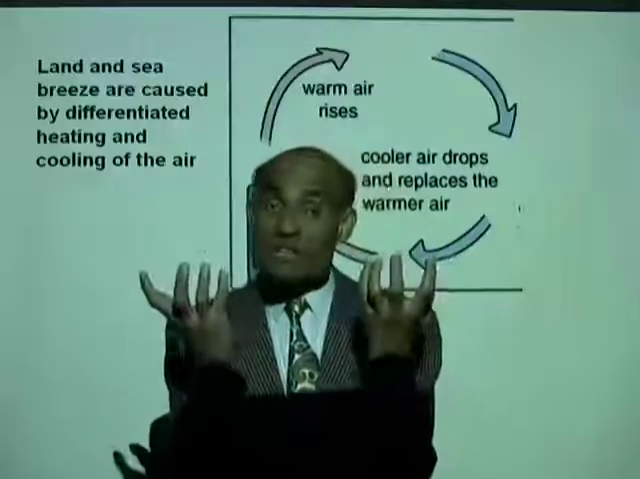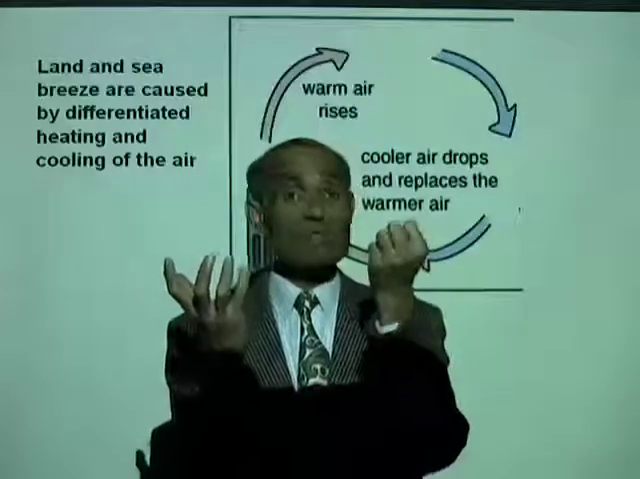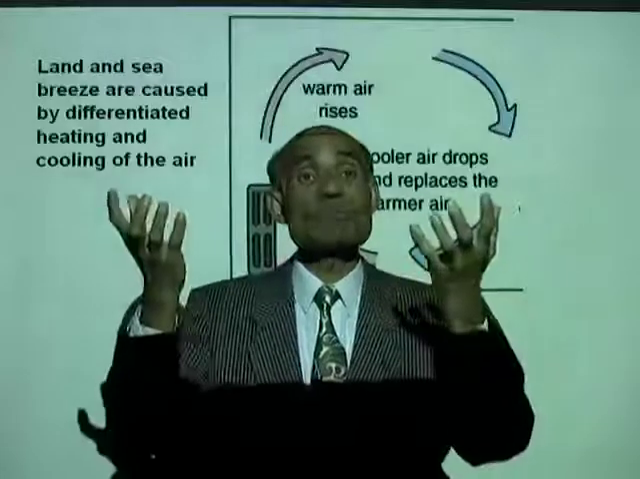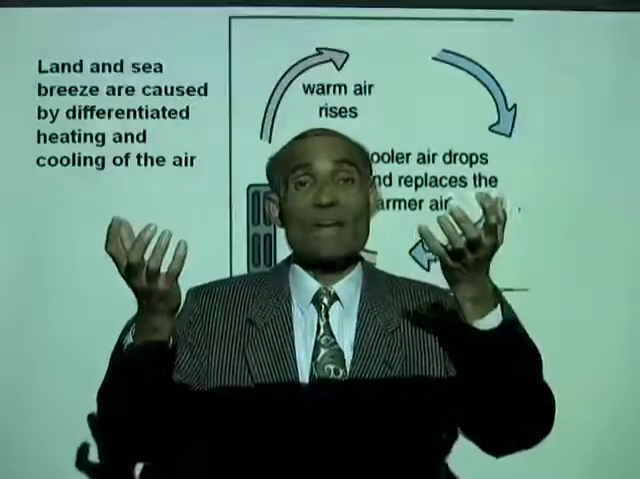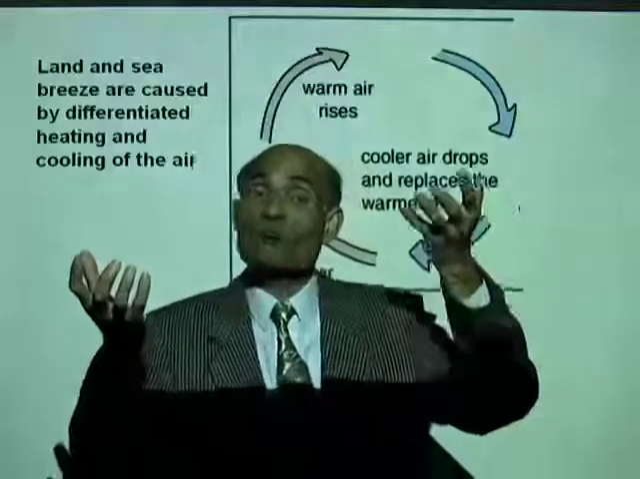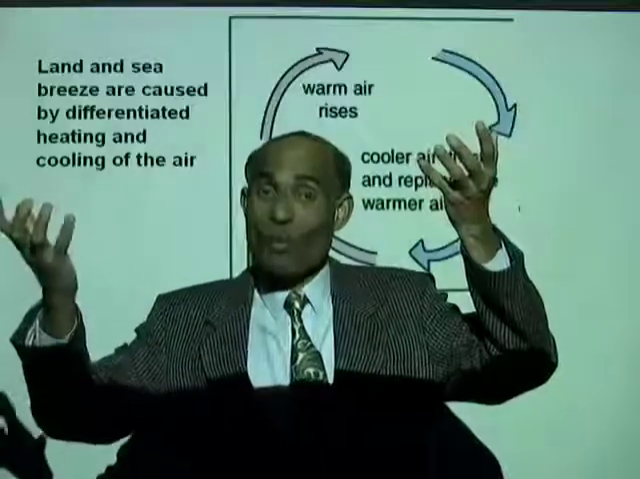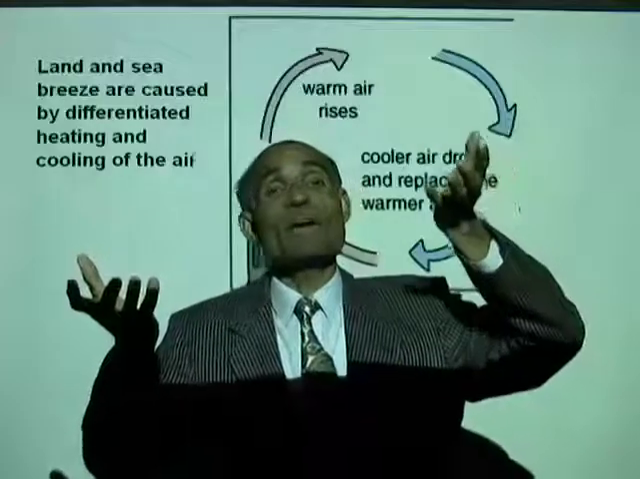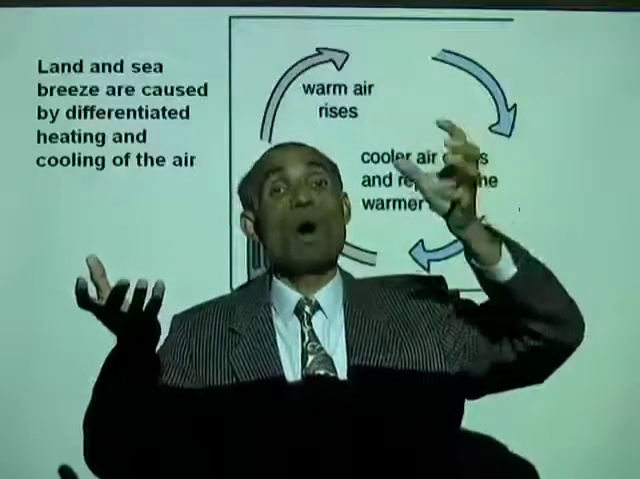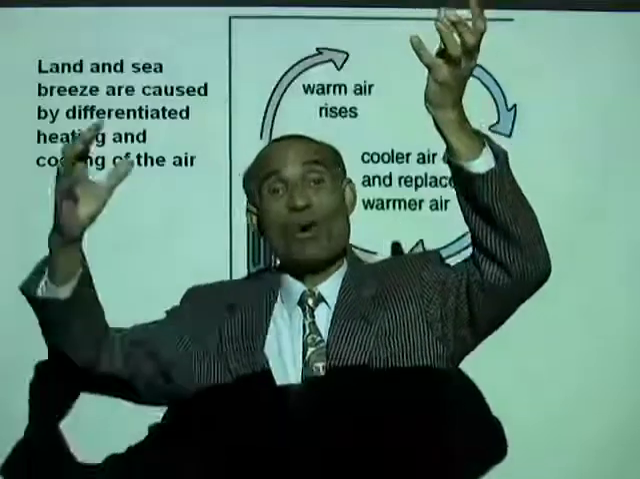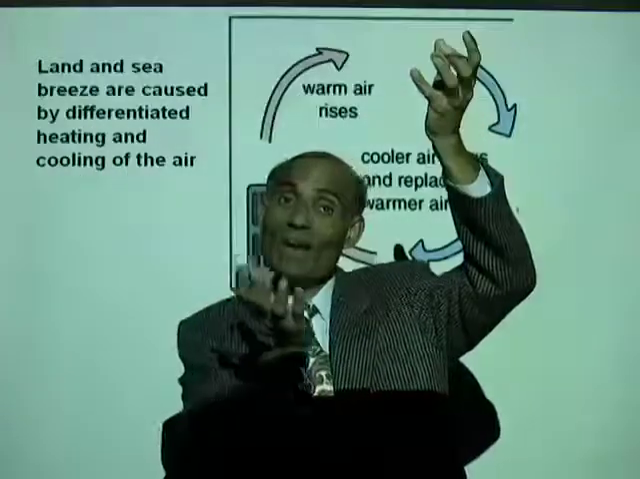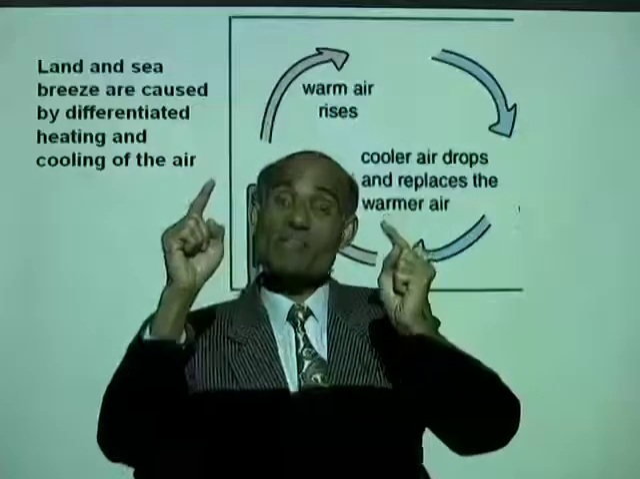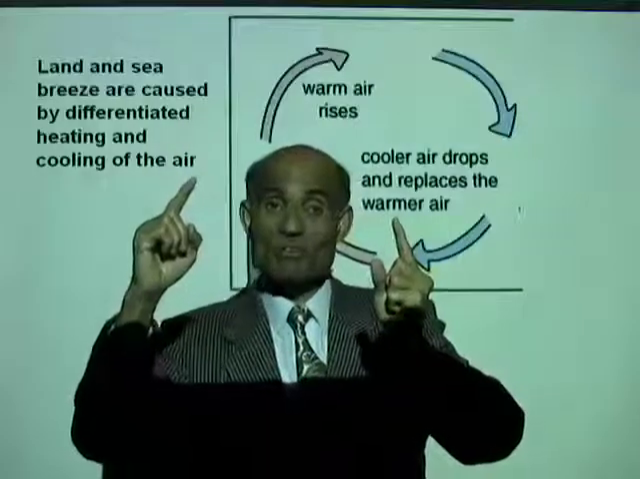You see, the specific heat of land is much smaller than the specific heat of water. That means during the day when the sun comes up, land will get very hot very fast, whereas the water will take a very long time to warm up. That means air above land will be warm, it will rise, and cold air from the sea will come in to take its place. You see that? Sea breeze.